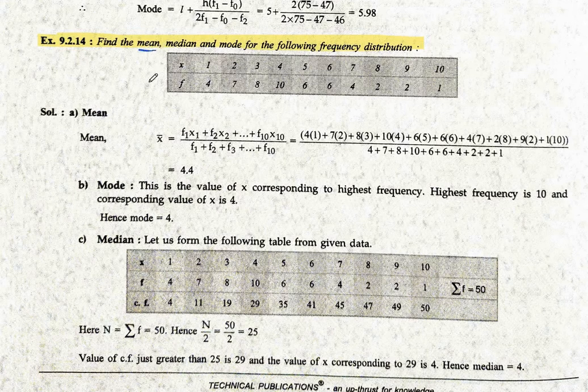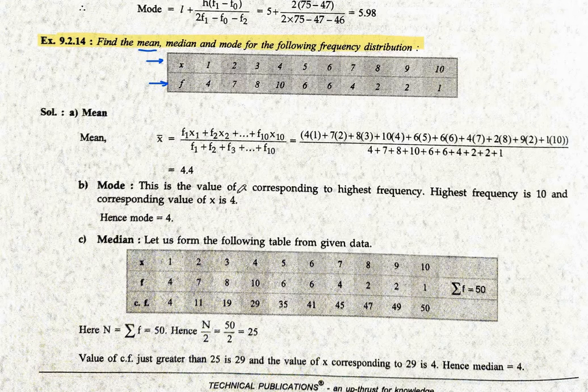First, to calculate the value of the mean, we will be given in the problem the value of x and the value of the frequency. To calculate the mean, it is the summation of x times f divided by the summation of the frequency. So 1 into 4, 2 into 7, 3 into 8, and so on up to 10 into 1, divided by 4 plus 7, 8, 10, up to 1. That will provide us the mean value. So that is the first one, just a simple one.